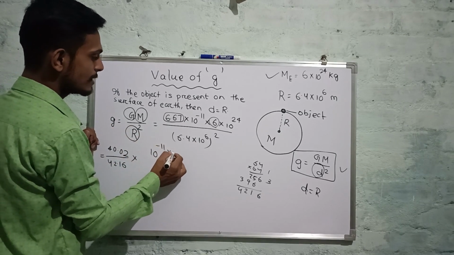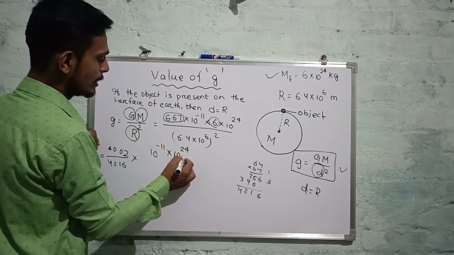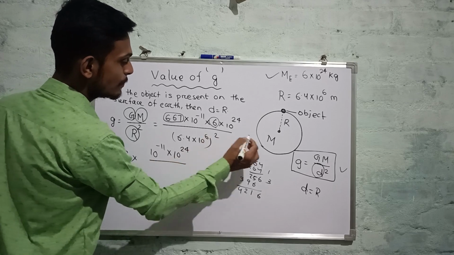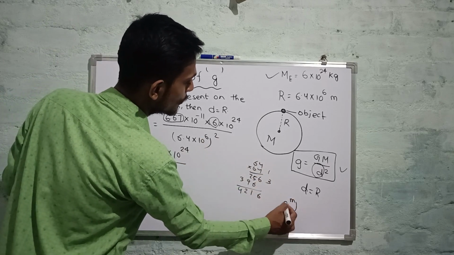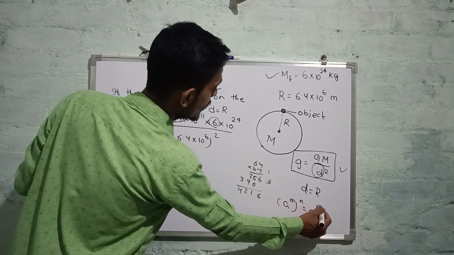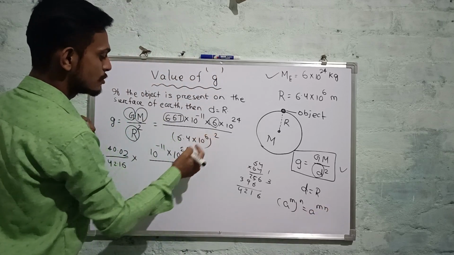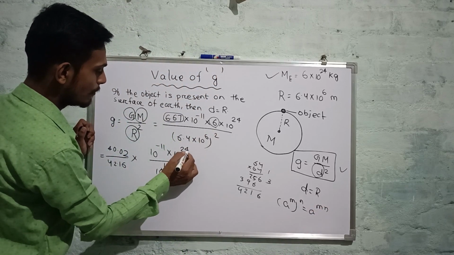10 to the power minus 11 into 10 to the power 24 divided by, this is squared. We know the formula a to the power m to the power n, that is a to the power mn. So putting this formula, 6 times 2 gives 10 to the power 12.